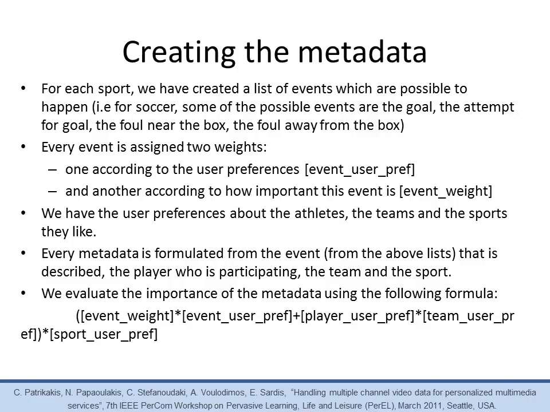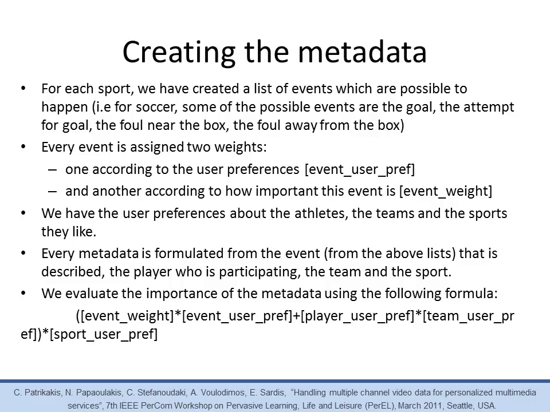Now let's have a look at how we create the metadata. For each sport, we have created a list of events which are possible to happen. For example, for soccer, some of the possible events are the goal, the attempt for goal, the foul near the box, the foul away from the box, etc. Every event is assigned two weights, one according to the user preferences, and another one according to how important this event is.